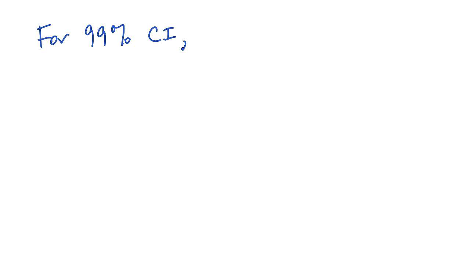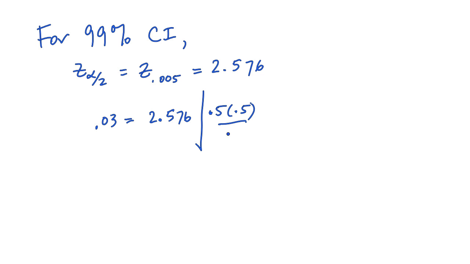Let's stick with our margin of error of 3% or 0.03. And for our normal quantile z alpha over 2, we'll use 2.576, which is the value that we require for our 99% confidence interval. This gives a sample size of approximately 1,843. So we need about 800 more people than we needed for the 95% confidence interval.